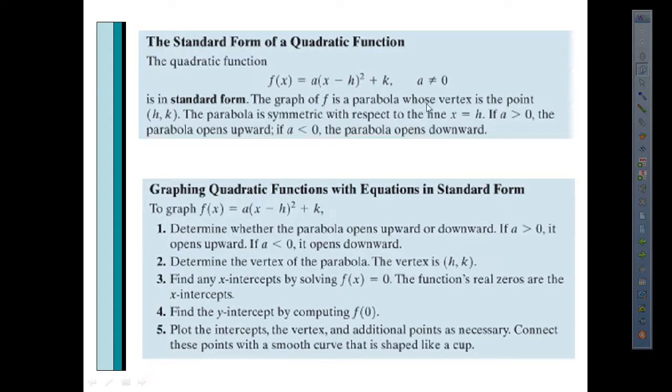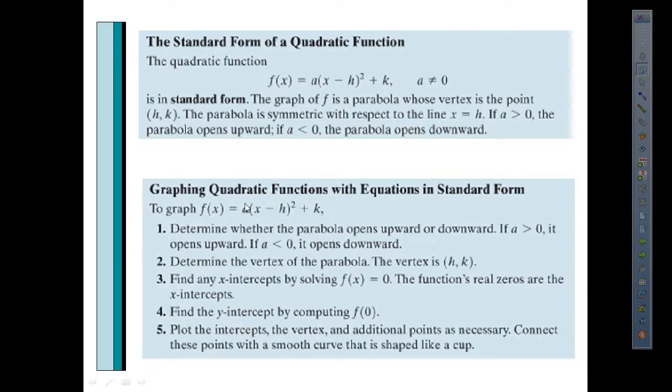The graph of f is a parabola, and we keep hearing this over and over, whose vertex is at the point (h, k). Notice where h and k are right here. The parabola is symmetric with respect to the line x equals h, which comes directly out of that equation. If a is greater than 0, the parabola opens up. If a is less than 0, the parabola opens down.